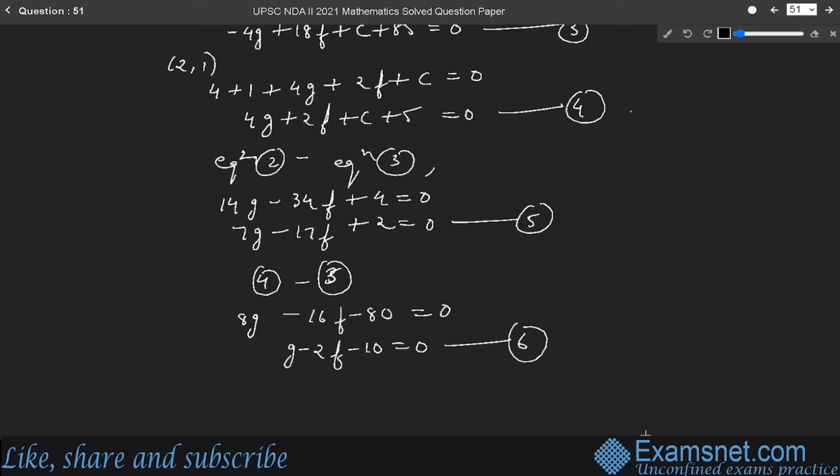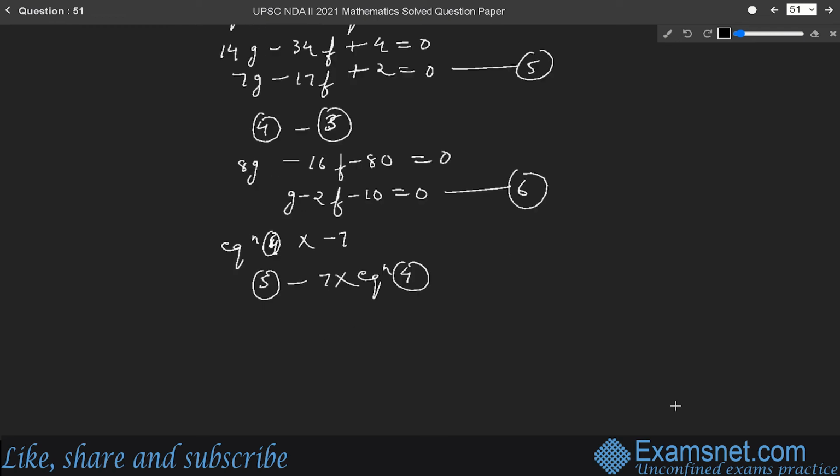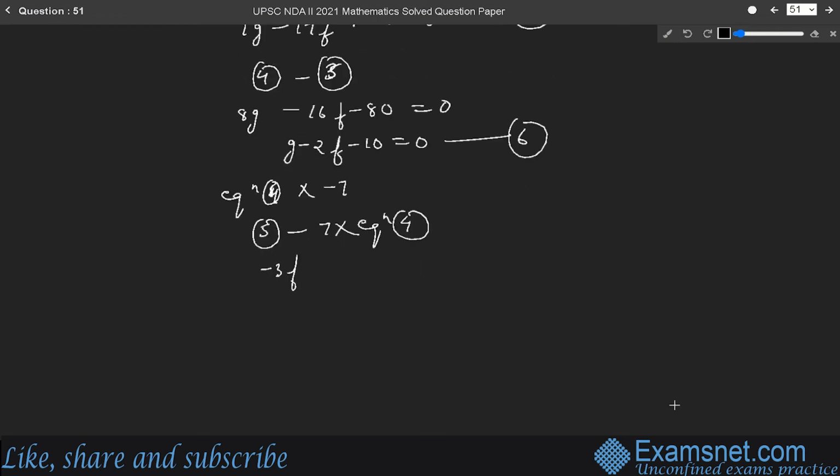So by using both these statements, we have to find the values of g and f. Multiplying equation 4th by minus 7 and then subtracting it from equation 5 means it will be like this. After multiplying this in equation 4, we will get minus 3f plus 72 is equal to 0, and f will be equal to 24.